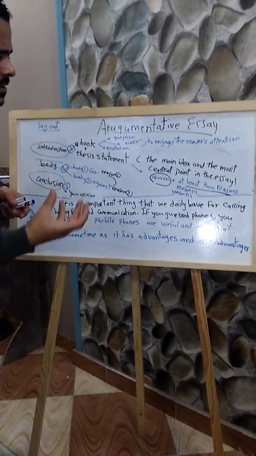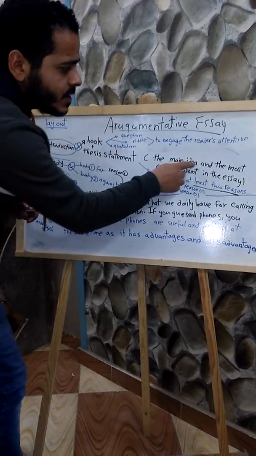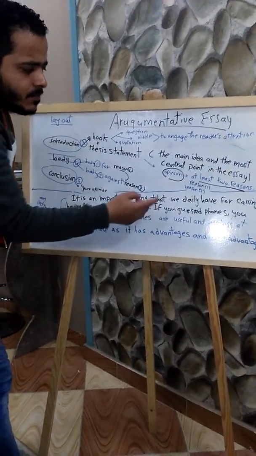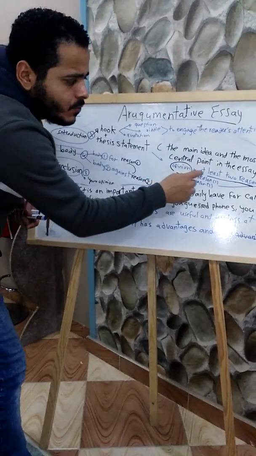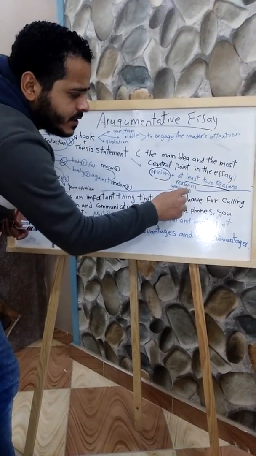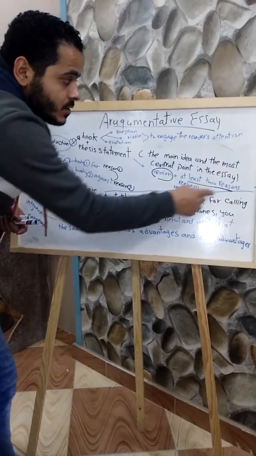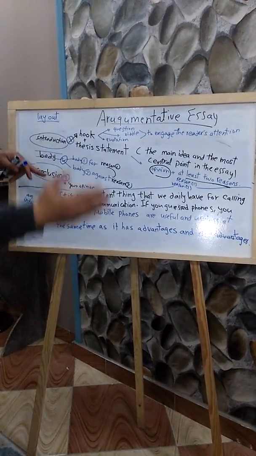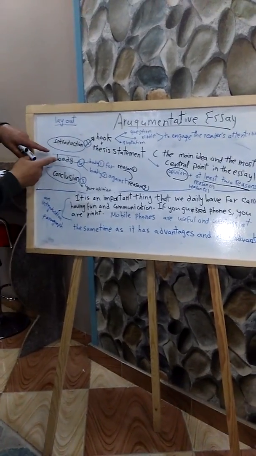What is a thesis statement? It is the main idea and the most central point in the essay. How do I make it? By putting your opinion and then at least two reasons, reason one and reason two. And you have to know that the thesis statement is stretched and discussed in detail in the body.